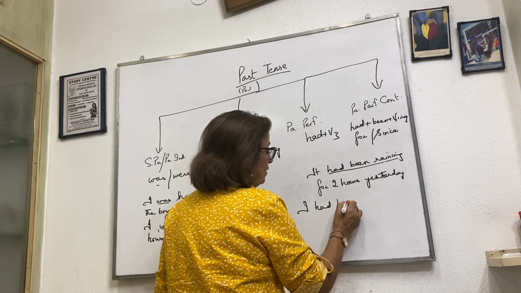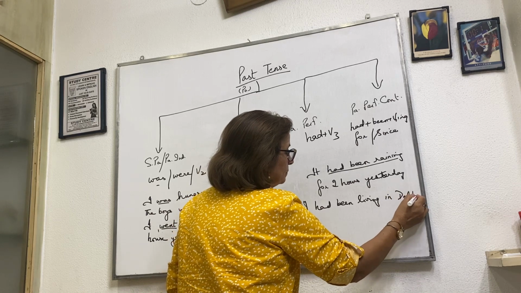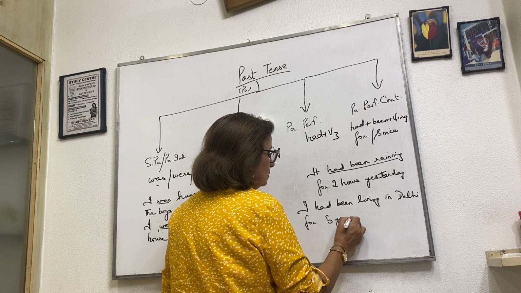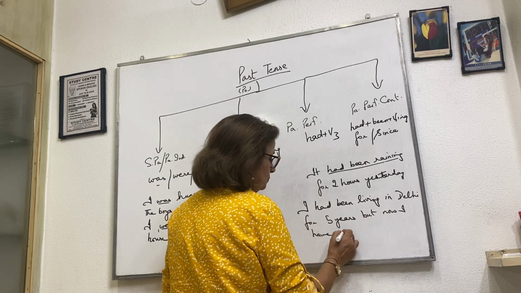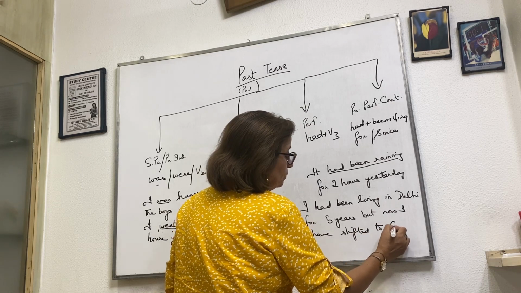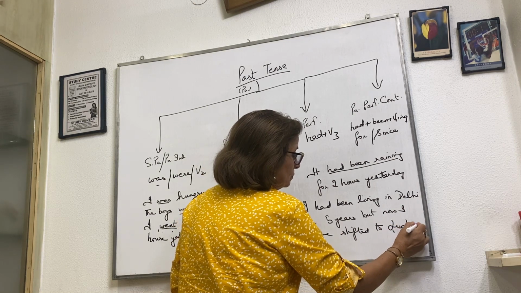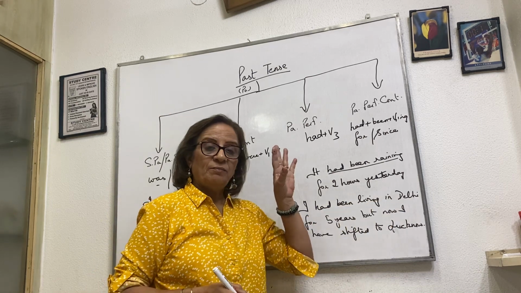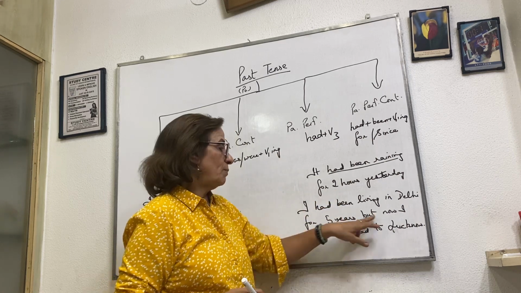I had been living in Delhi for 5 years, but now I have shifted to Lucknow. Okay. I had been living in Delhi for 5 years. Had been means now I am not living, okay, in the past. But I lived for 5 years. But now I have shifted.